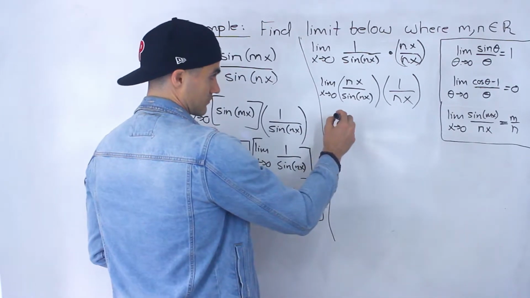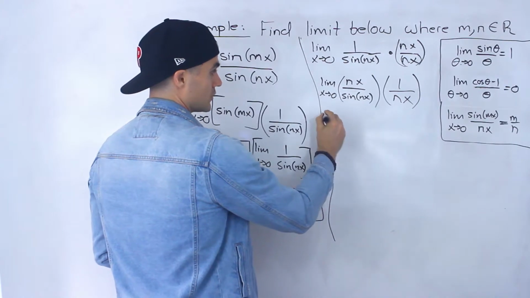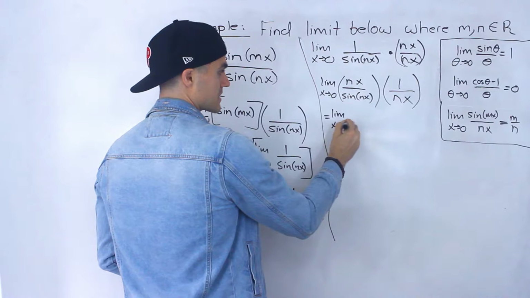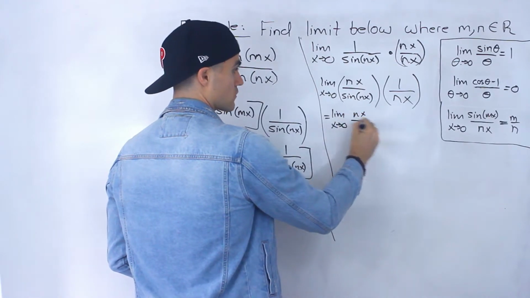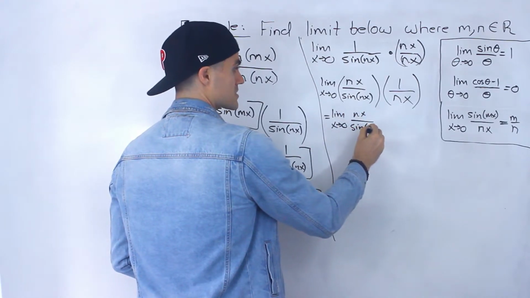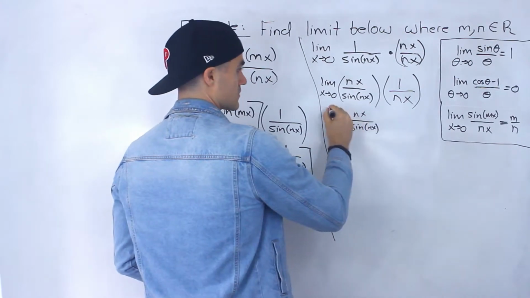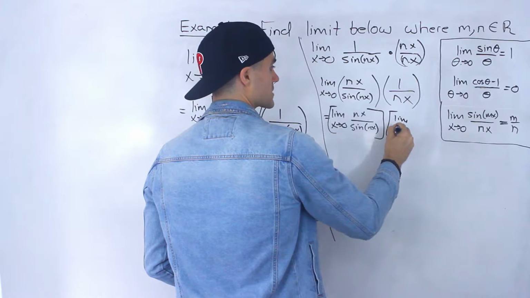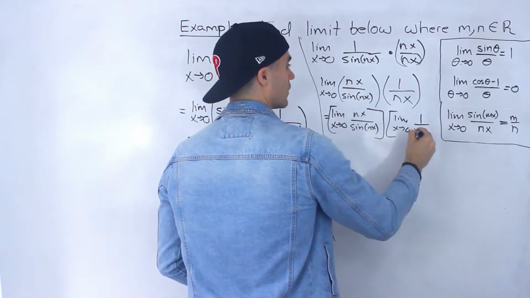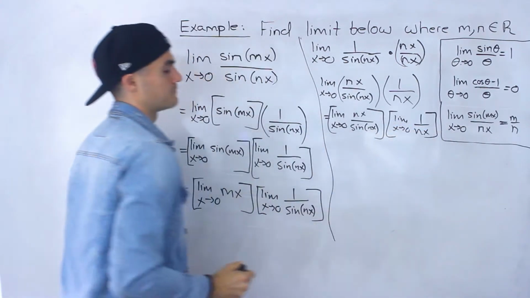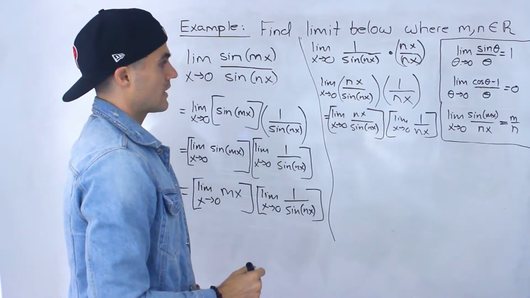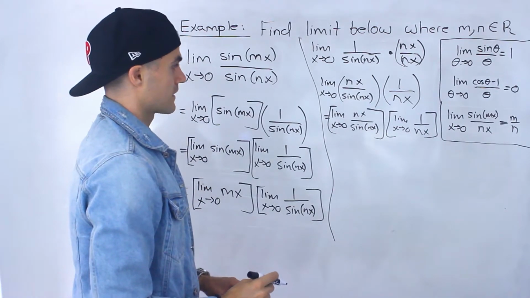Now here's where stuff gets a little unique. So we could apply that limit law, so I'm going to do limit as x approaches 0 of nx over sine nx. Split up these limits. So we got one limit here, and then we're going to have limit as x approaches 0 of 1 over nx, like that.